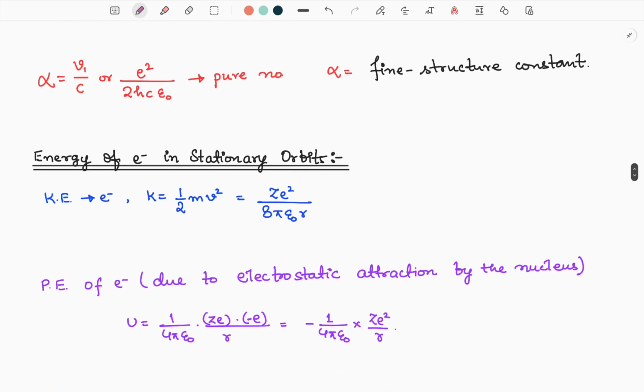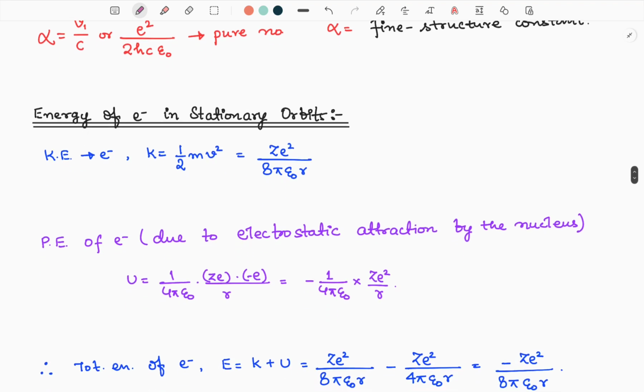Now finally, we will derive an expression for energy of electron in a stationary orbit. Whenever an electron is revolving in an orbit, it carries two kinds of energy. One is kinetic energy, one is potential energy. Kinetic energy is simply half m v square. So put the value of v which I have calculated earlier in half m v square, you will get K as z e square upon 8 pi epsilon naught r.